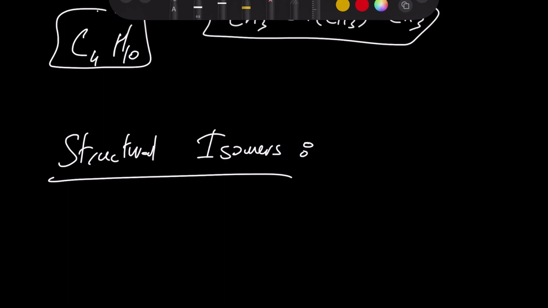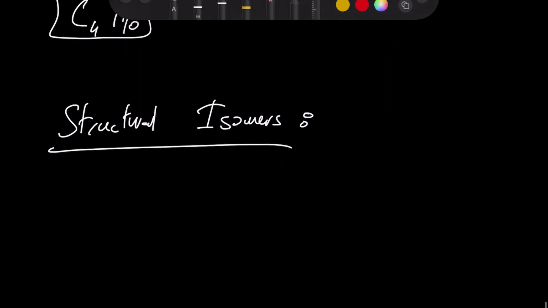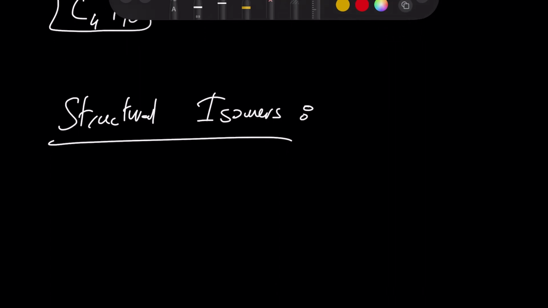So what are isomers? They are compounds that have the same molecular formula. They both have C4H10 but different structural formula, and therefore different displayed formula. You got it? You got what structural isomers are? These are structural isomers. So they have different melting points.